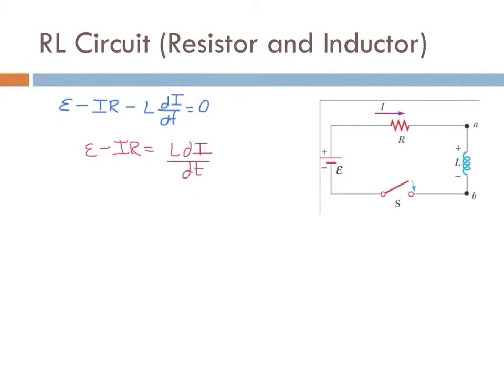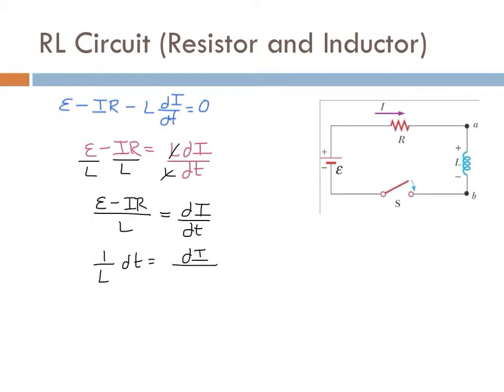You want to get L out of there, so I'm going to divide by L. Here you have a common denominator, so we can leave that in our equation. And just like with capacitors, we want to move dt up and the equation including I down to the bottom. So our function now looks like di over sigma minus IR.